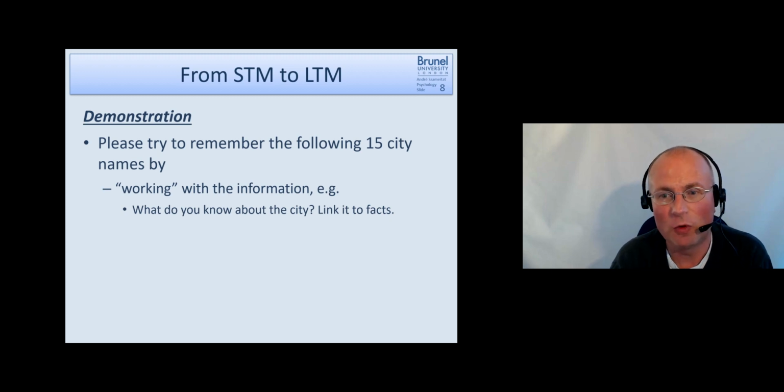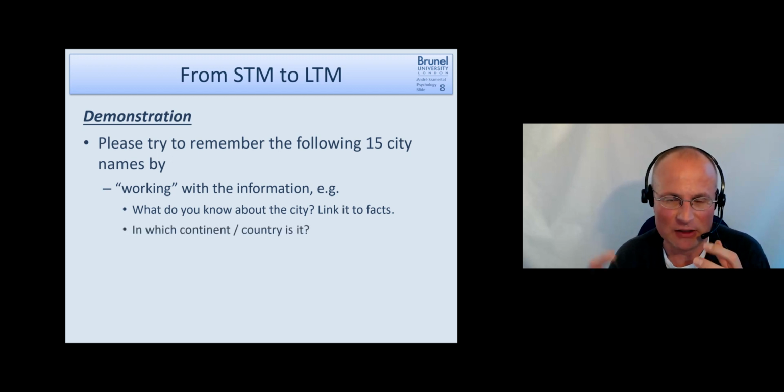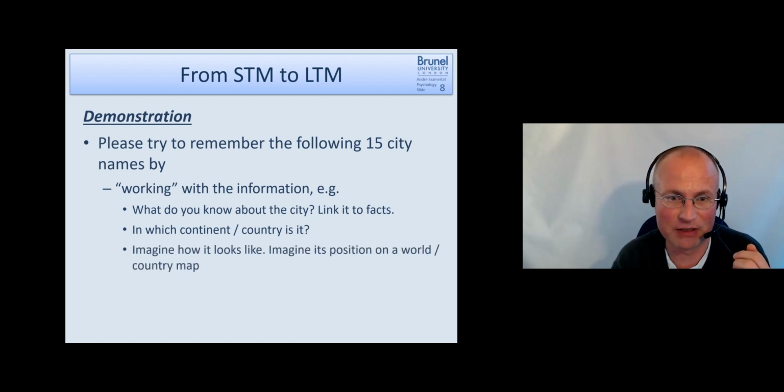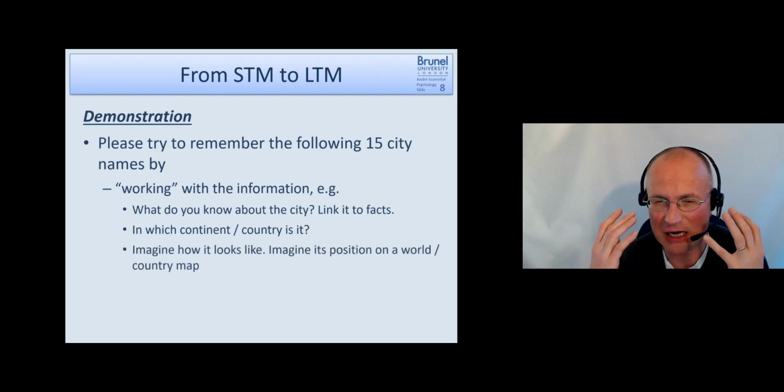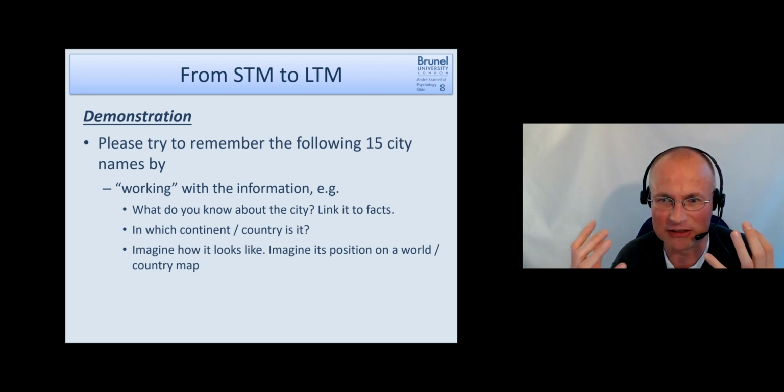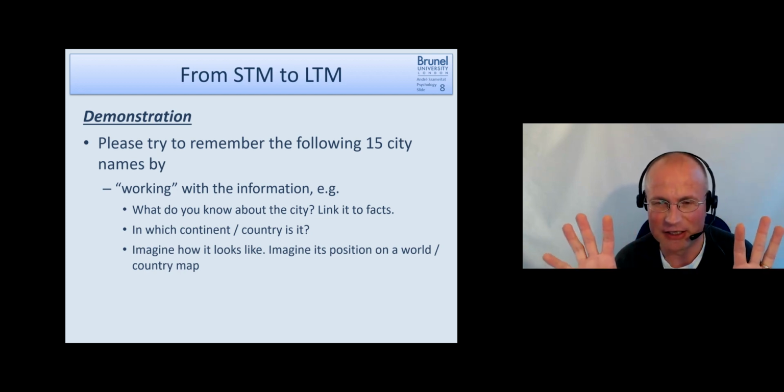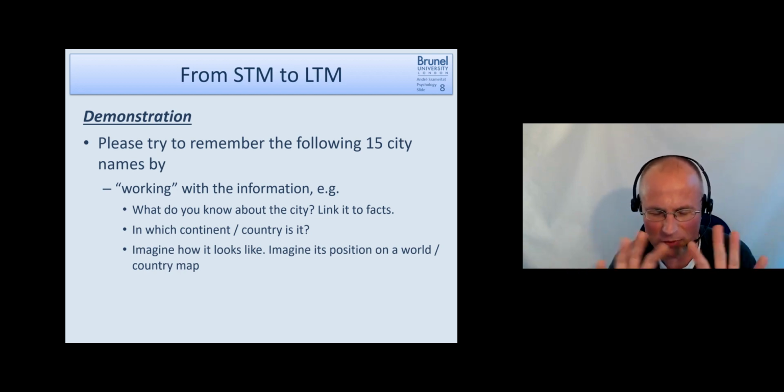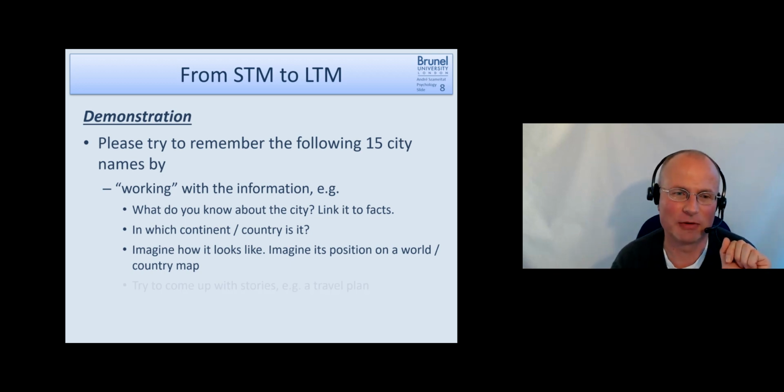For instance, what do you know about these cities? Try to link it to facts. In which country or continent are the cities? Can you group them by country and continent? You may imagine how the city looks, or you imagine its position on a world map or on a map of the country or something like that.